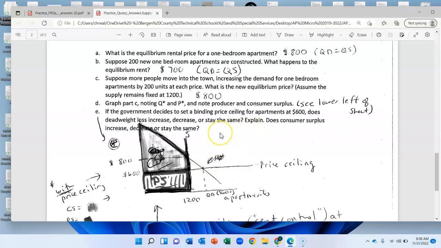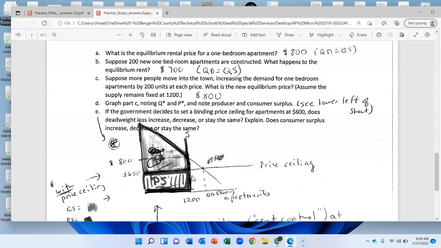The other and last question here is what happens to deadweight loss? Deadweight loss will stay the same. Before, there was no deadweight loss. We had an equilibrium. In this case, because the quantity of apartments that's being bought and sold is still 1,200, we are actually at the allocatively efficient quantity. The price ceiling doesn't change the allocatively efficient quantity of 1,200, and the price ceiling still produces that same quantity. Okay, so we don't have a change in the quantity.